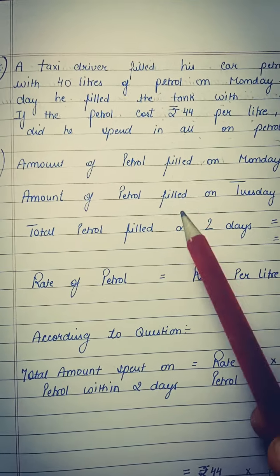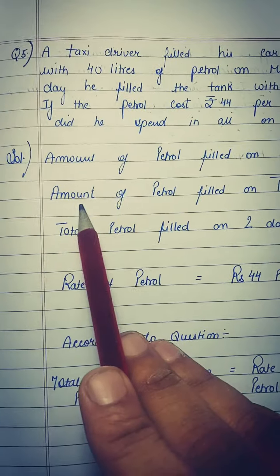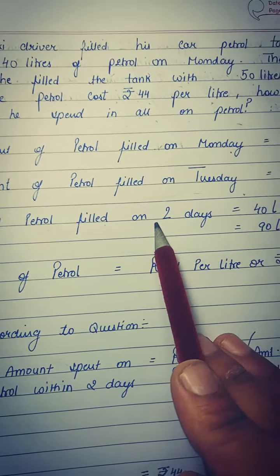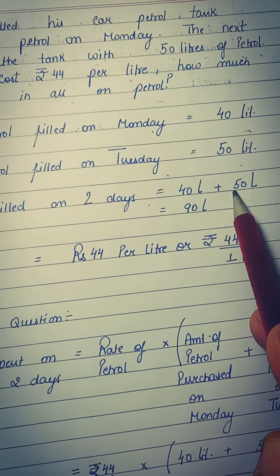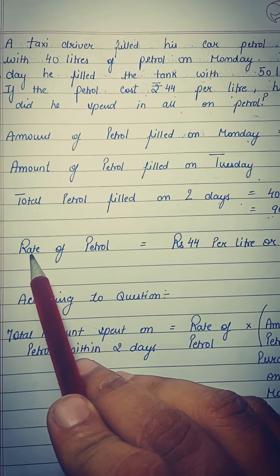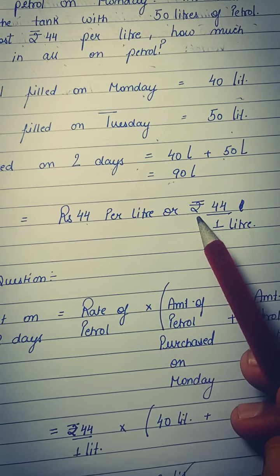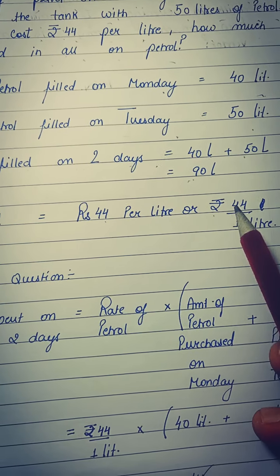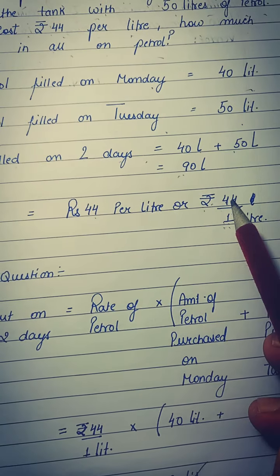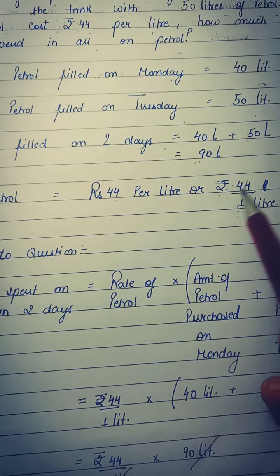First of all, we'll write the facts. Amount of petrol purchased on Monday: 40 liters. Amount of petrol purchased on Tuesday: 50 liters. Total petrol filled on 2 days is equal to 40 liters plus 50 liters, that is 90 liters. Fact number 3 is the rate of petrol, rupees 44 per liter, or it can also be written like that. Rupees 44 per liter means this rate is applied for every 1 liter. Okay, the method of writing is very important.